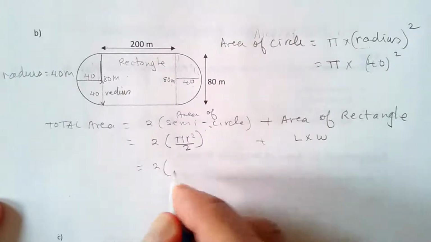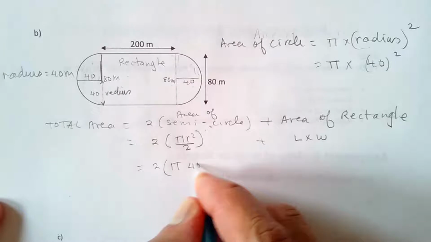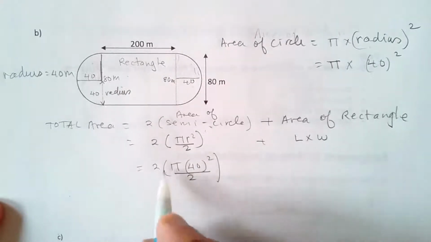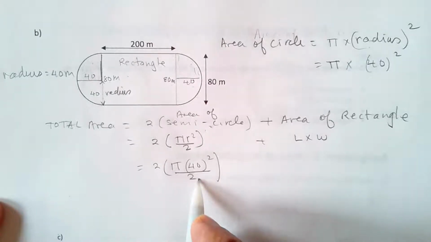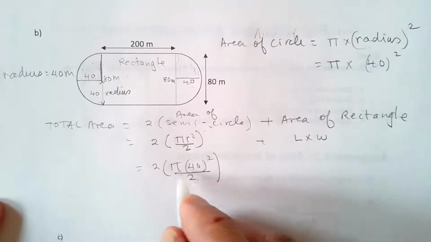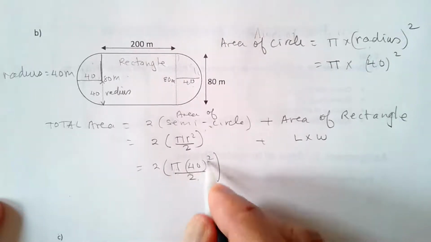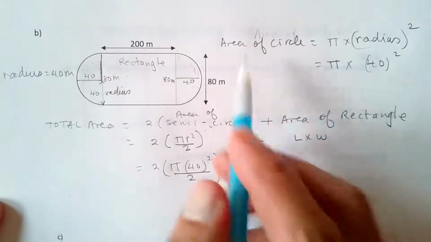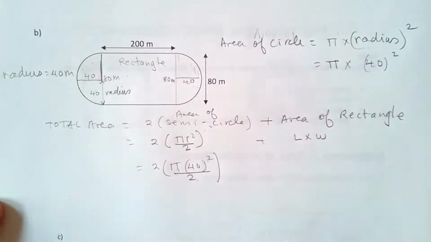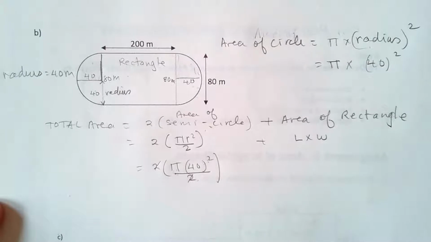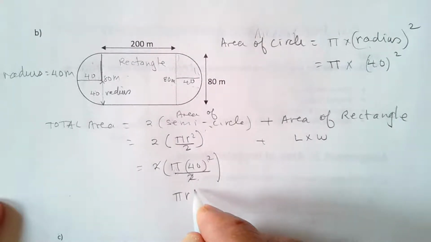Which is 2 times pi for the square. Now we're going to divide it by 2. Now you notice you multiplying by 2 divided by 2, it will cancel out. So we remain with pi r squared, because 2 halves of a circle makes a whole. So in reality, you will find the area of a circle. So we can cancel out these 2 here. So we're left with pi r times 40 squared.